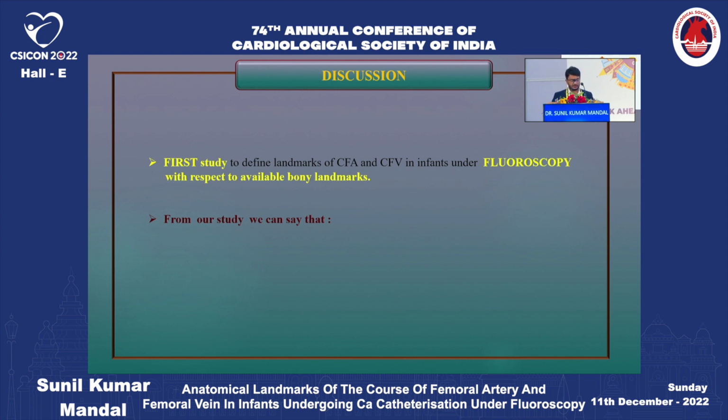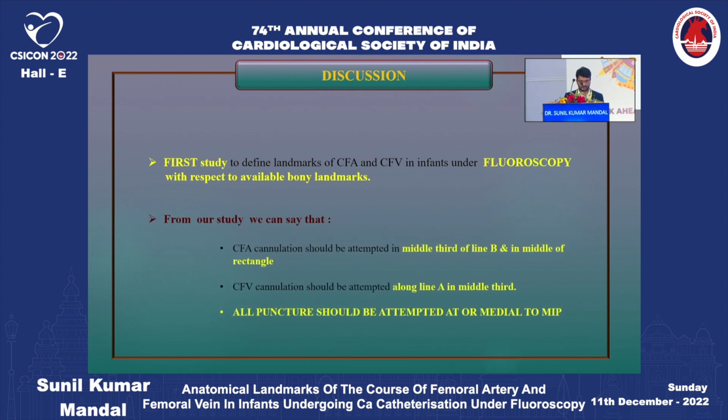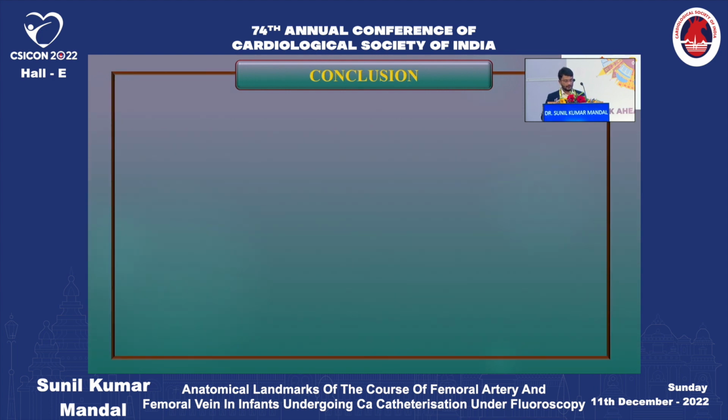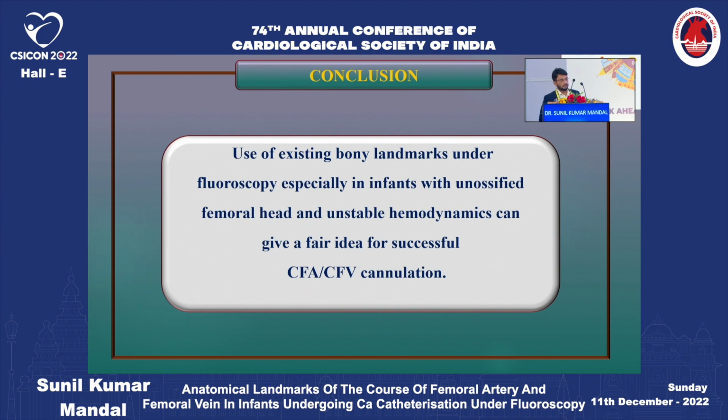This is the first study to define the landmarks of the common femoral artery and common femoral vein under fluoroscopy. From our study, we can conclude that common femoral vein cannulation should be attempted in the middle third of line B, in the middle of the rectangle. The common femoral vein lies along line A in the middle third, and all punctures should be done medial to this. The use of existing bony landmarks under fluoroscopy, especially in infants where the femoral head is not ossified and hemodynamics are unstable, can give a fair idea. Thank you.